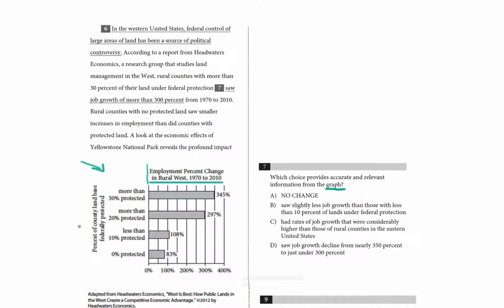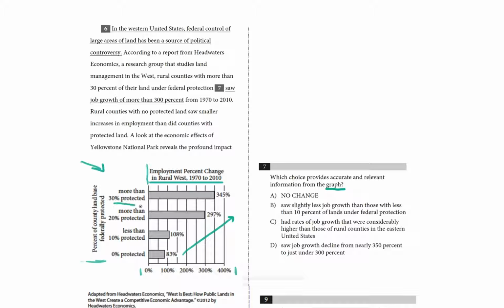Let's look at the x-axis, which is the percent employment change. Let's look at the y-axis, which is percent of county land base federally protected. Looking at this very quickly, it seems like the more of the land in your county that is federally protected, the greater the employment percent change is in these years.